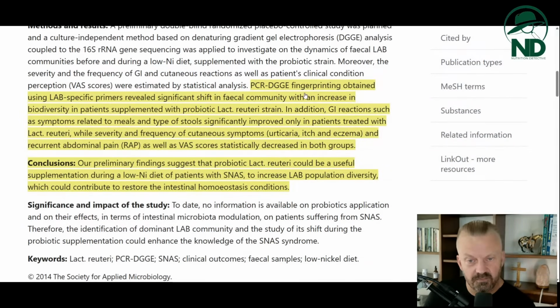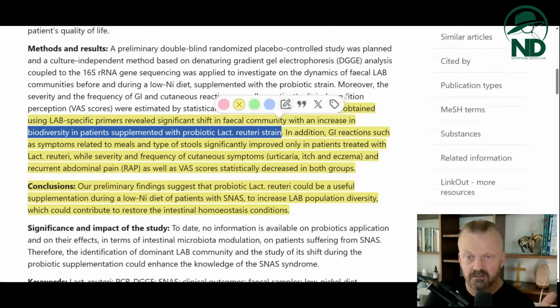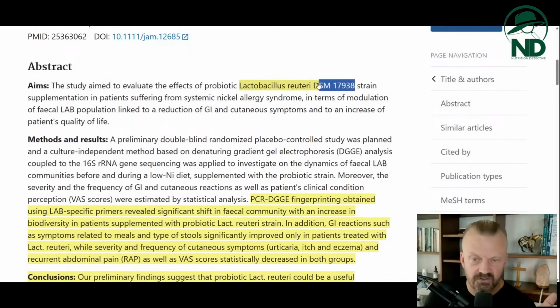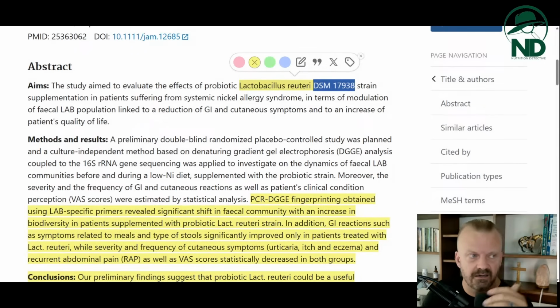They had a shift in the fecal community with an increase in biodiversity in patients supplemented with probiotic Lactobacillus reuteri strain. That specific one. You've got to understand, you can't just say, somebody says, well, you need to get a guy with the last name of Smith because he's real smart. Go find a guy with the last name of Smith. You can't just do that, right?